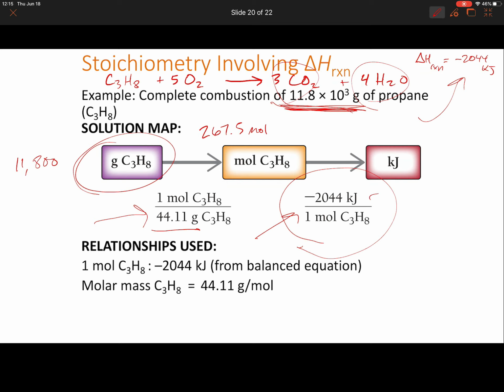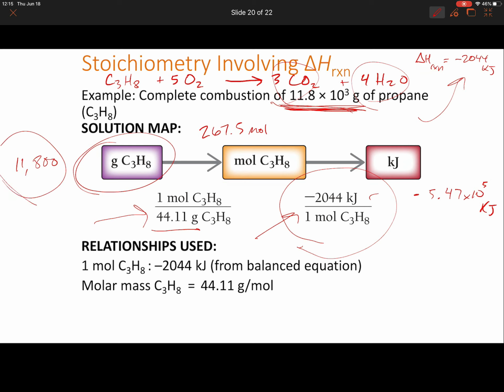So we just do another step, times 2044. So this would release negative a bunch. It's 5.47 times 10 to the 5 kilojoules, or 546,797 kilojoules. So a lot of energy is released by a lot more propane.